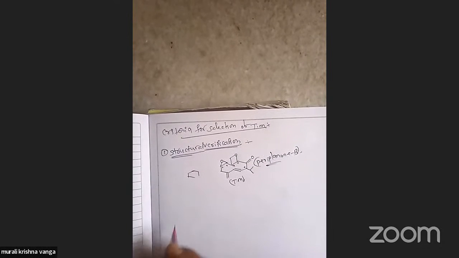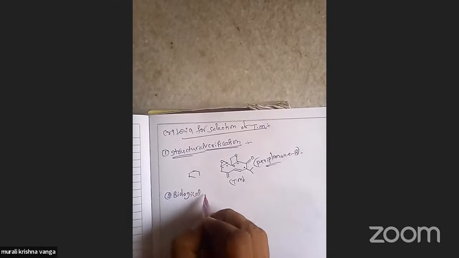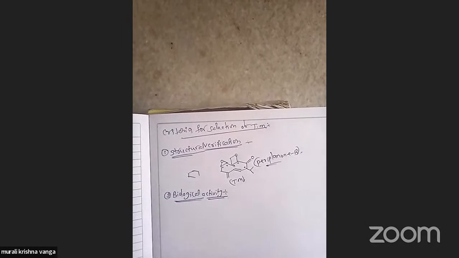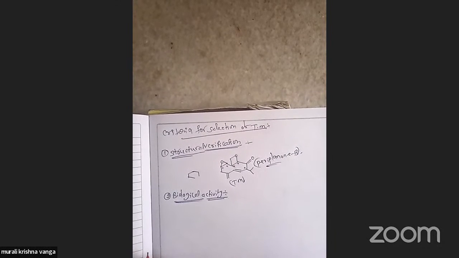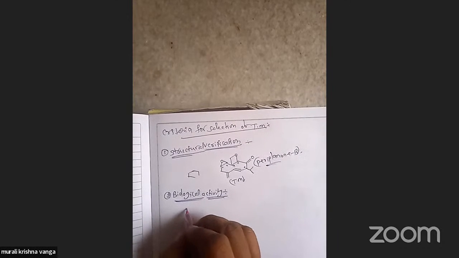Next one is biological activity. There are several natural products with good biological activity, but their yield is very poor. To produce such biologically active compounds in large amounts, one has to take up synthesis of the compound in the laboratory. Such compounds are chosen as target molecules. The example here is prostaglandins.